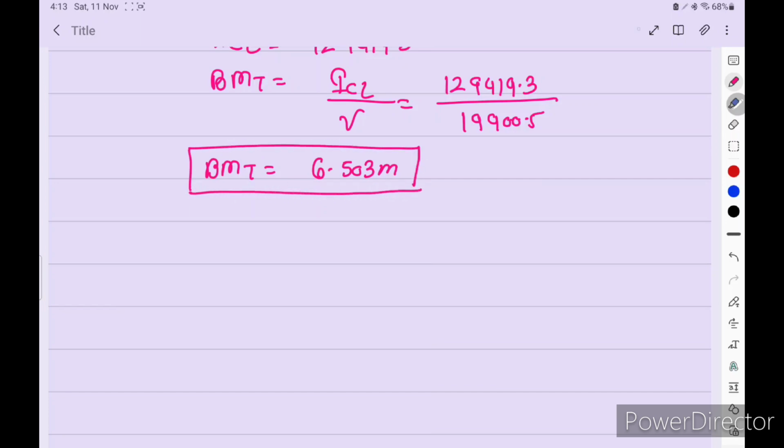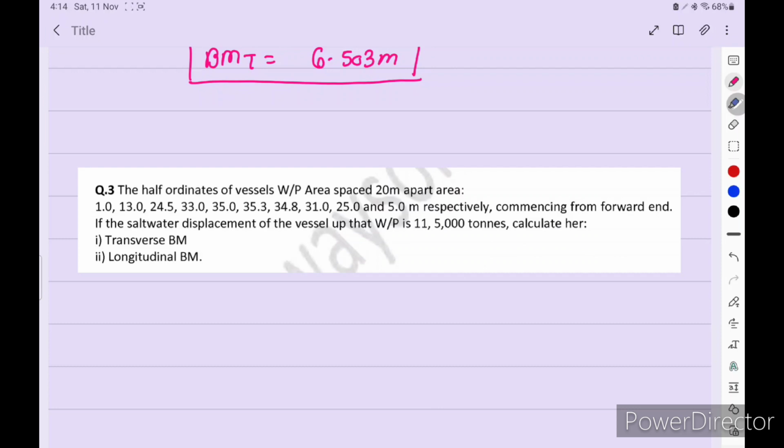This is our answer. Okay, so the last question is this type of numerical. The half units of vessel water plane area placed 20 meter apart are 1, 13, 24.5, 33, 35, 35.3, 34.8, 31, 25 and 5 meter respectively, commencing from forward end. If the salt water displacement of the vessel at that water plane area is 11,500 tons, calculate her transverse BM and longitudinal BM.